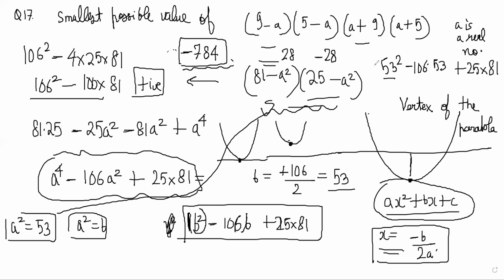Another way to do it would have been calculus, and calculus is actually the fastest way to do it, but you don't know calculus, no? Yeah, I don't. Okay. So we have this equation, 106 a square plus 25 into 81. This was my expression.